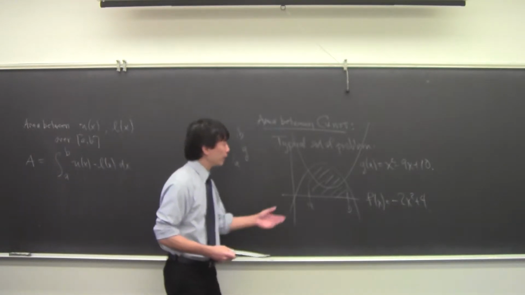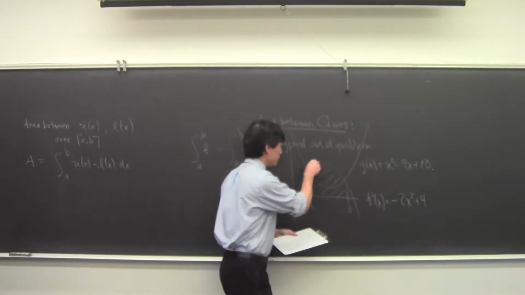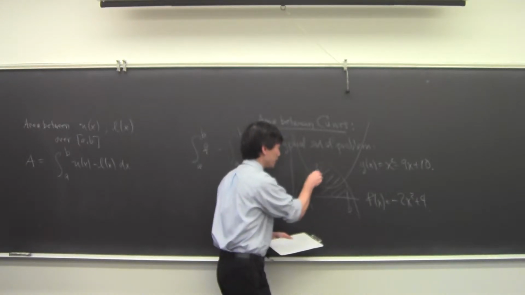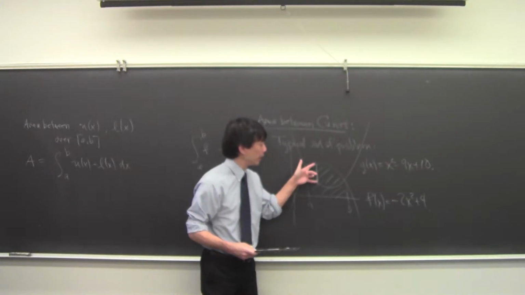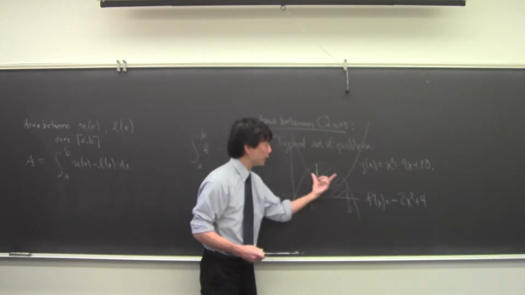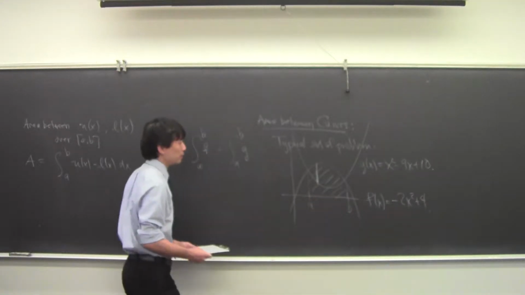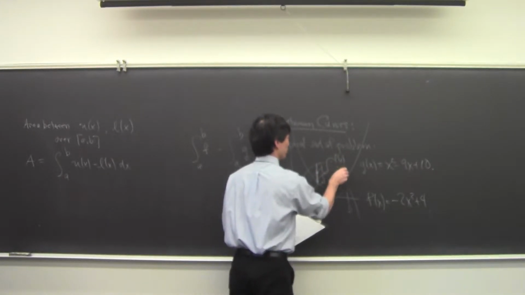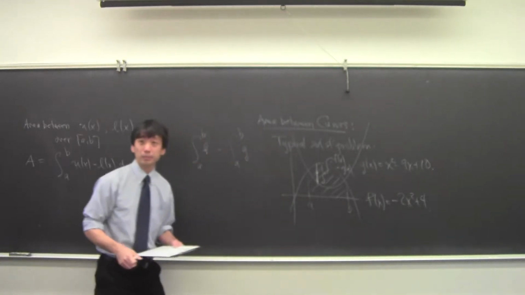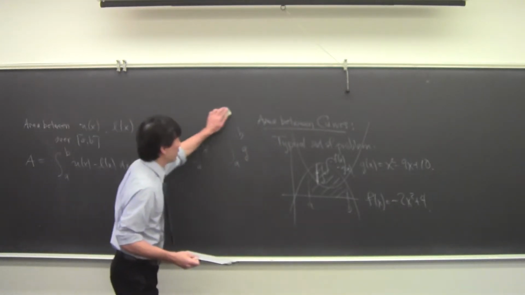Or you can just think of it this way. U minus L is this distance, and we're integrating that distance from A to B, right? So this is the upper guy. This distance here is the upper guy minus the lower guy.